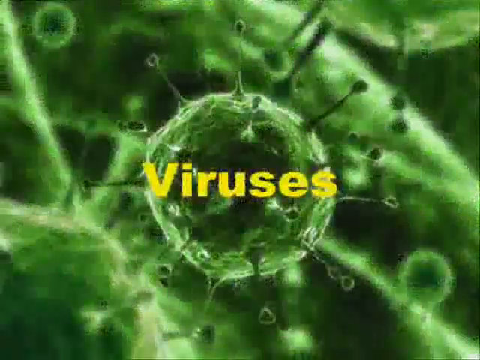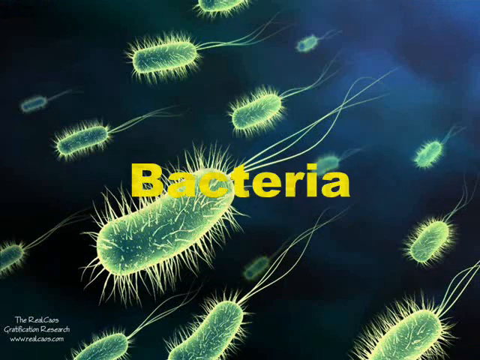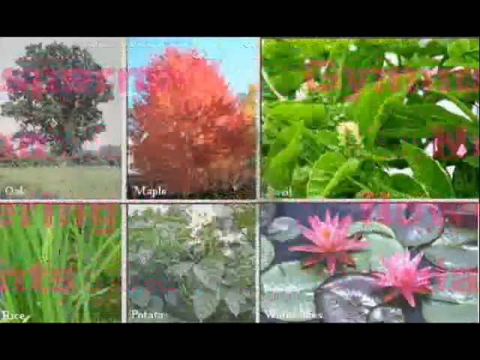The world of microbes consists of viruses and bacteria. The plant kingdom is represented by algae, bryophytes, pteridophytes, gymnosperms are non-flowering plants, and angiosperms are flowering plants.